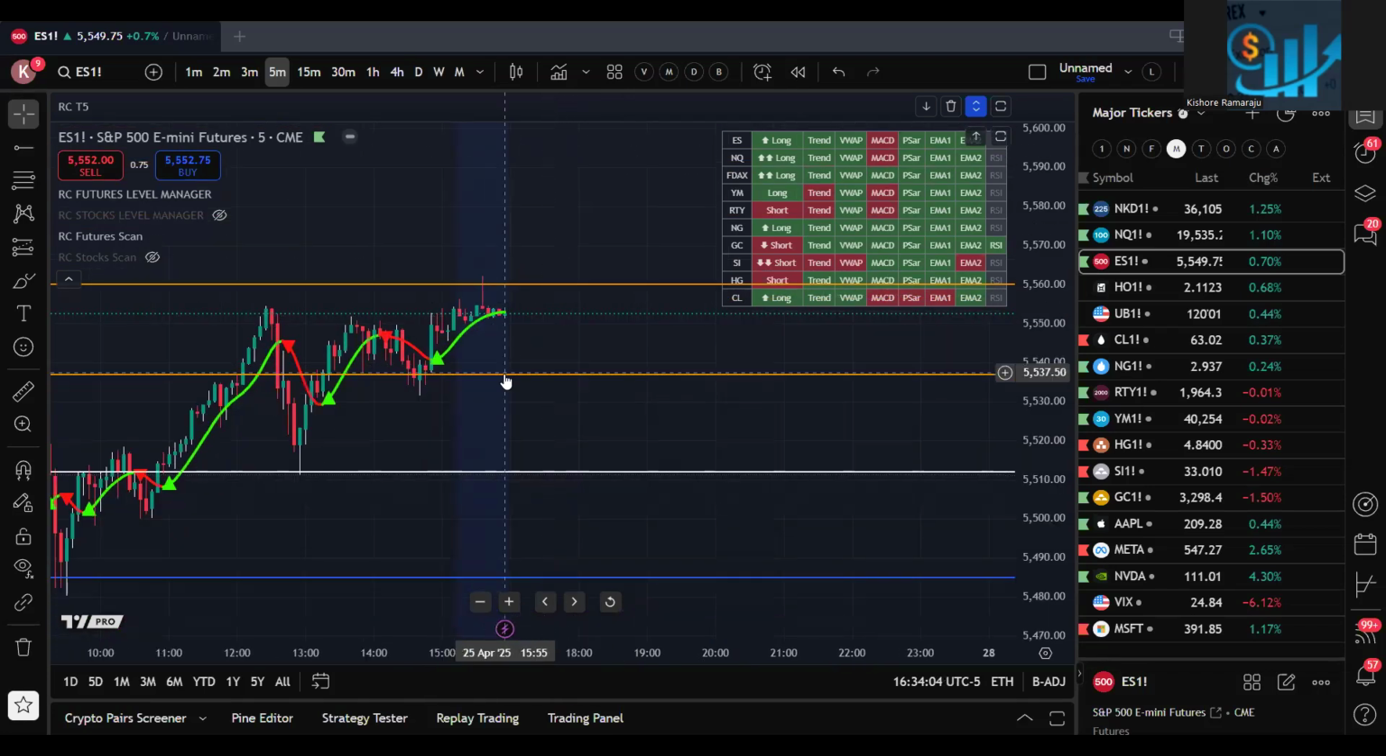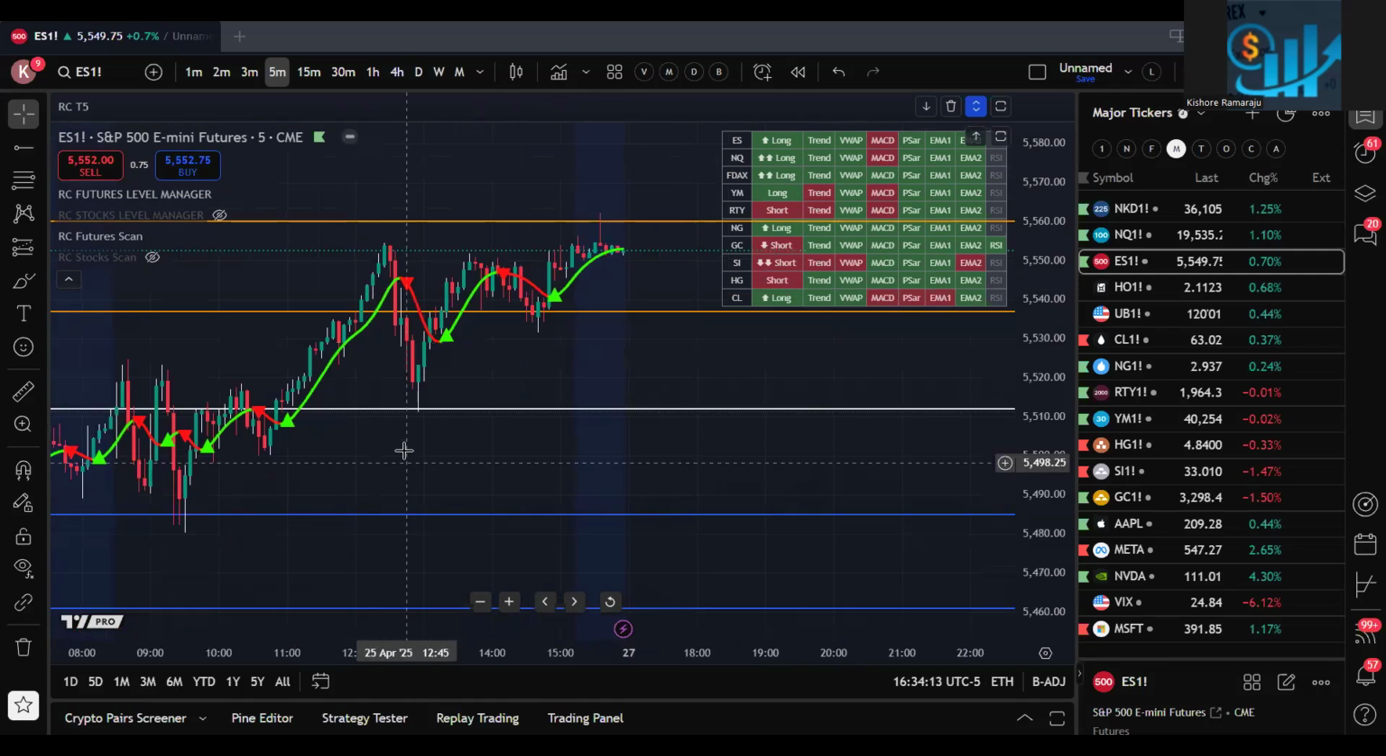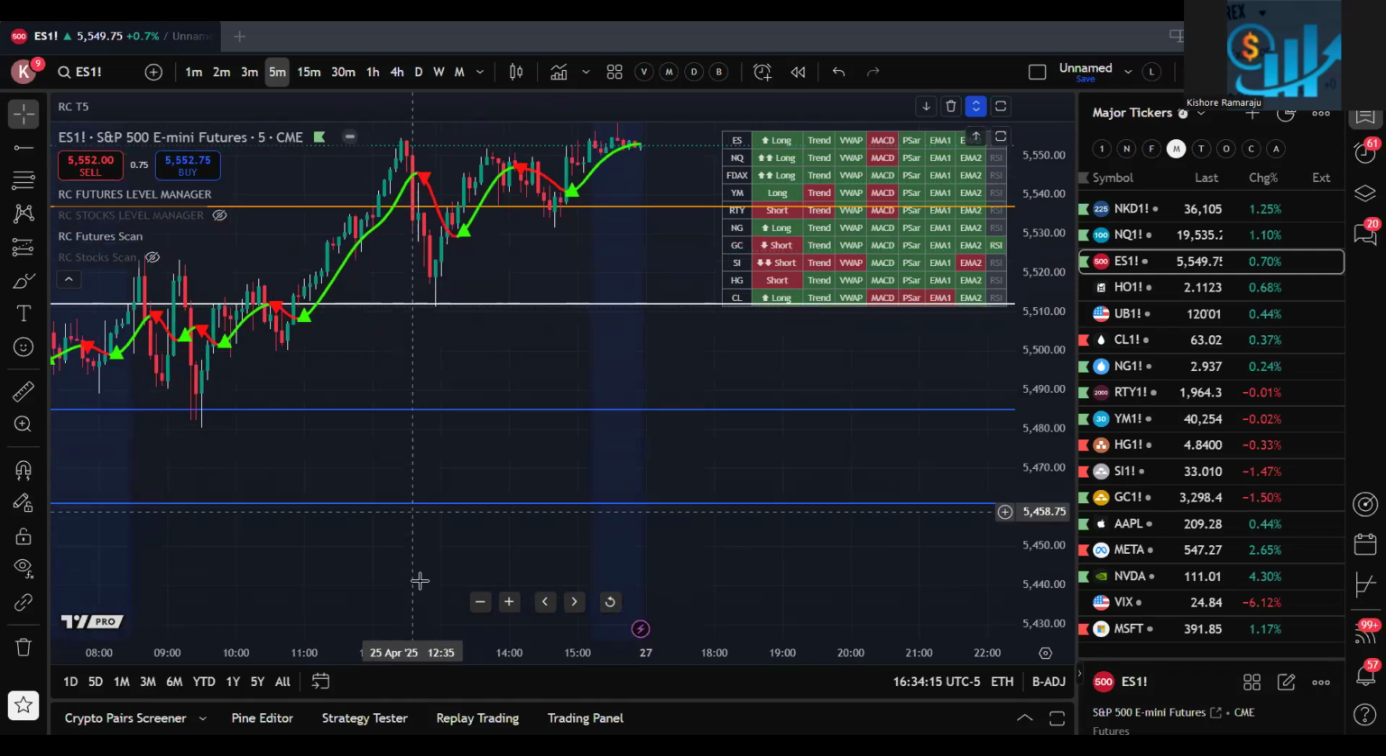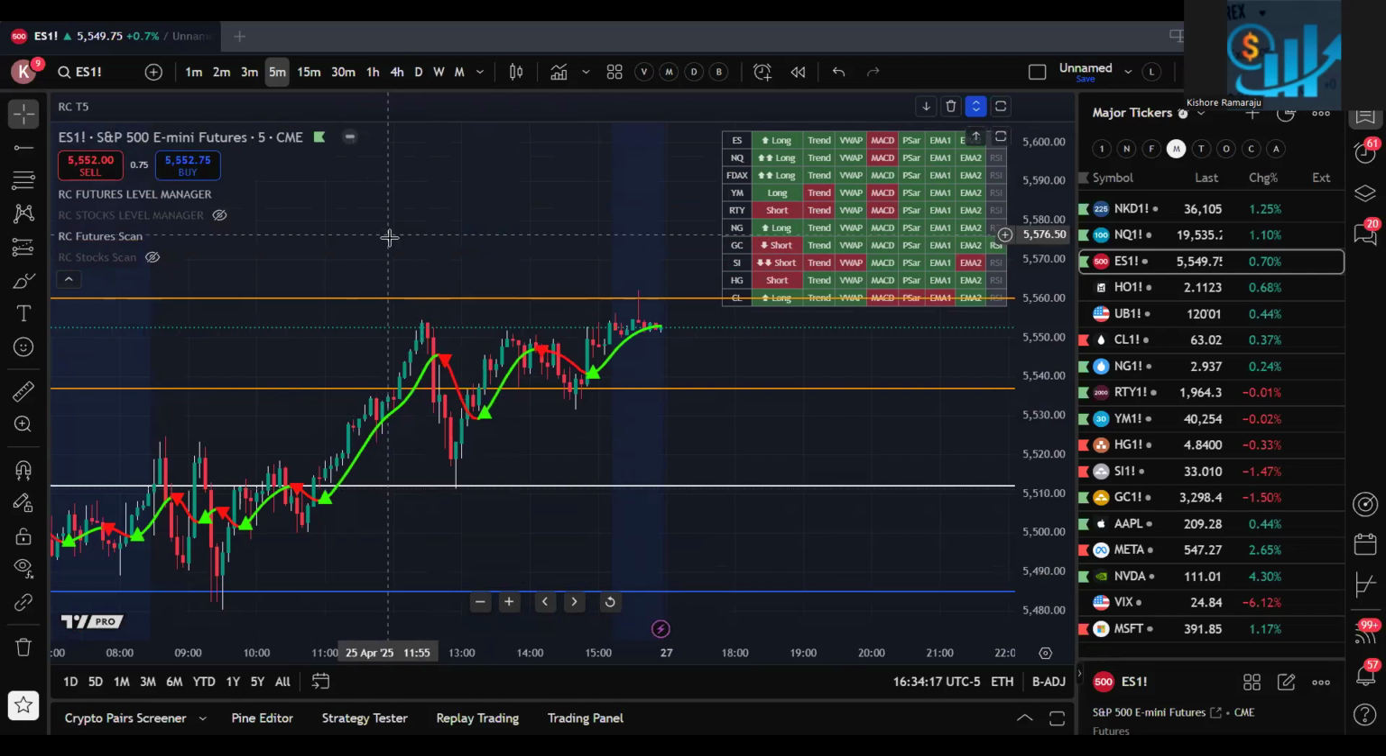Or if they break this level, then you can target a 5512 profit like that. So always, these are your initial support levels. These are your initial resistance levels. But whenever a resistance level is broken, next time when price comes there, that level will act as a support level.